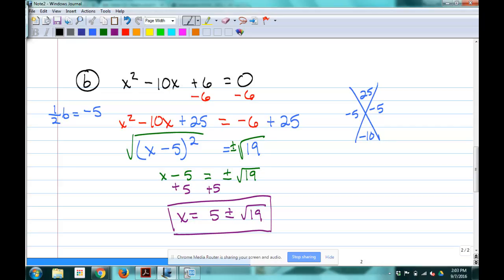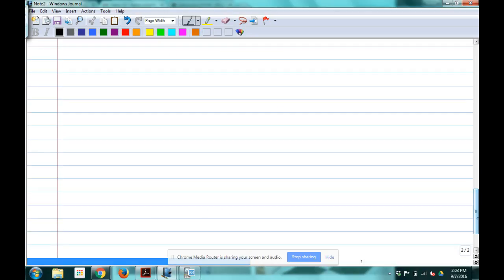Yes, it's 5 plus radical 19. Be some decimal form of an answer. Then 5 minus radical 19. All right. Let's see if we can do another one here.